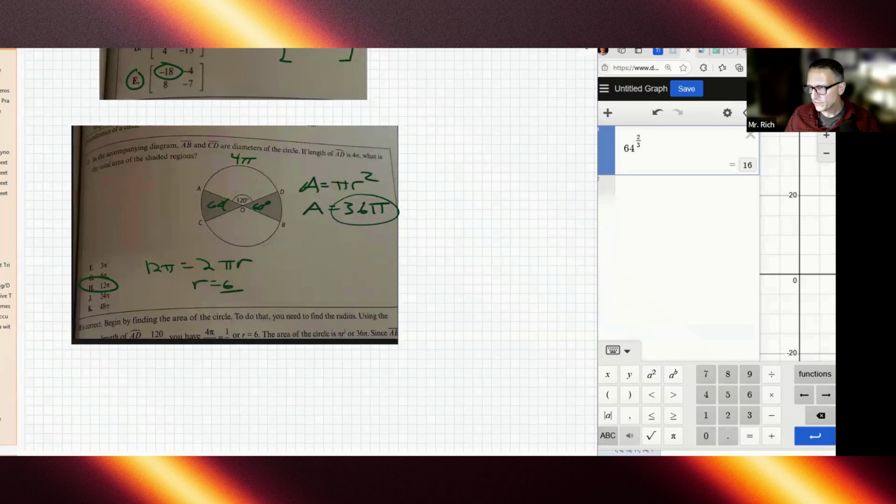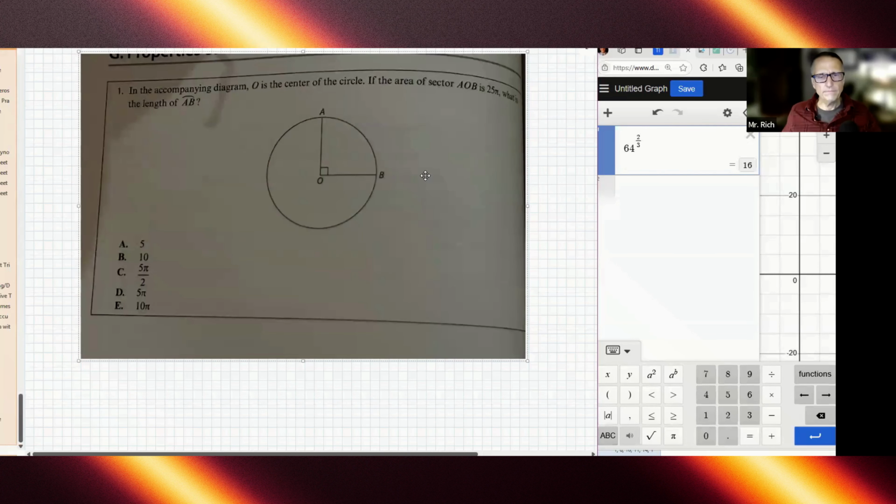All right, I got nothing else on deck, and we still got 15 minutes. This is the last one. Sheridan sent me one other one. In the accompanying diagram, O is the center. The area of the sector is 25 pi. What's the length of arc AB?